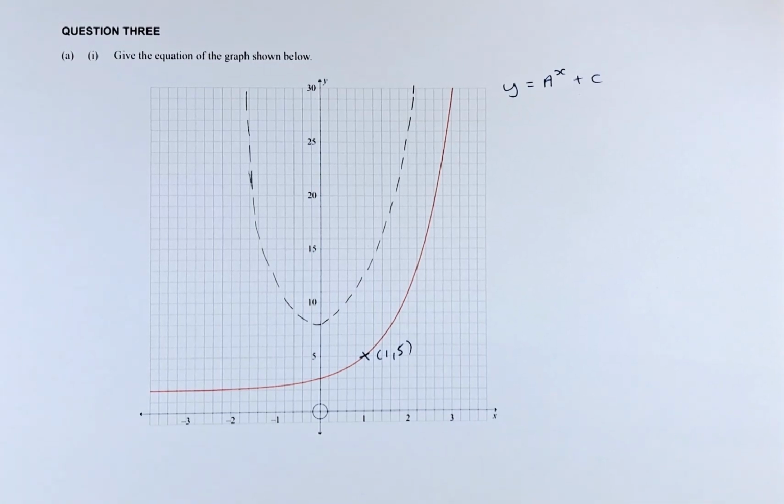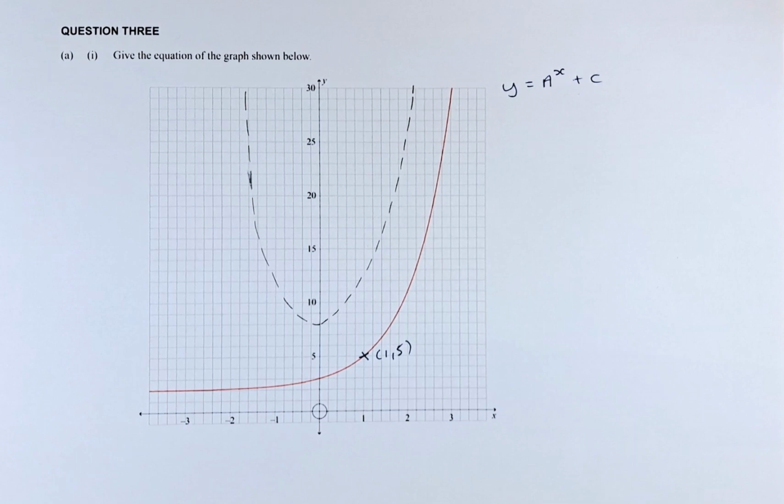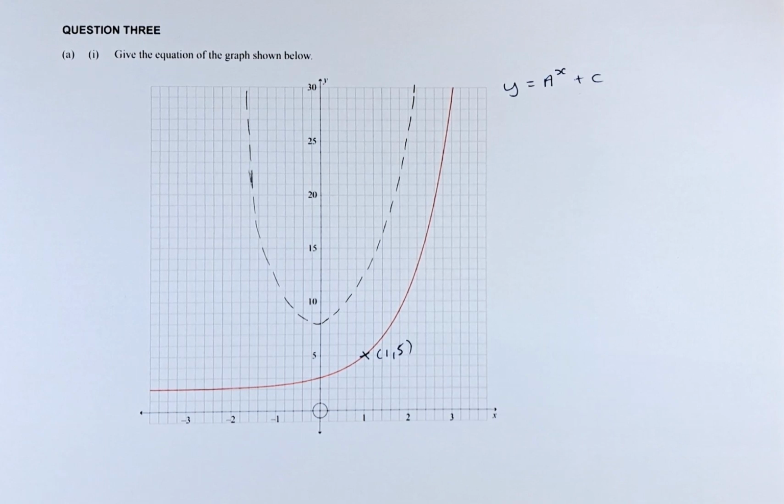Good day! In this video, we are going to try and solve question 3A part 1 and part 2 of the 2022 NCEA Level 1 table equation and graph paper. So without further ado, let's do question 3A part 1. So this is finding the equation of the graph as shown below.